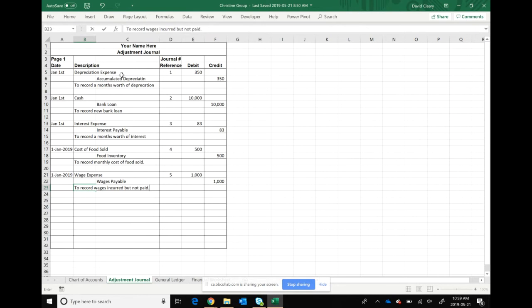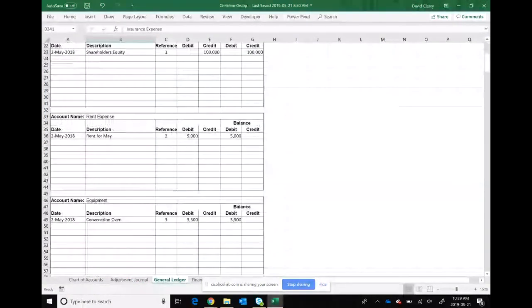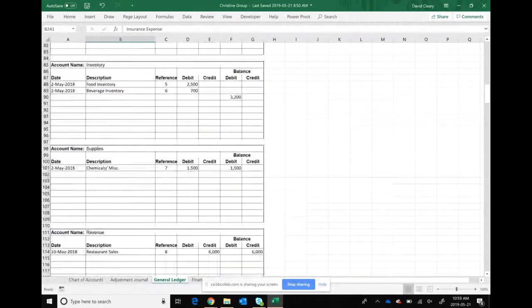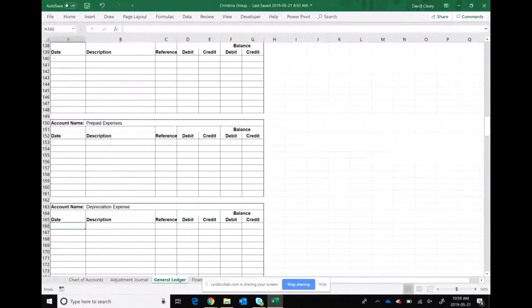So the first one here was depreciation expense. So we go to our general ledger, we find depreciation expense. So this was January 1st. To record monthly depreciation. Which one was this? This was reference 1. And we were debiting it, right?